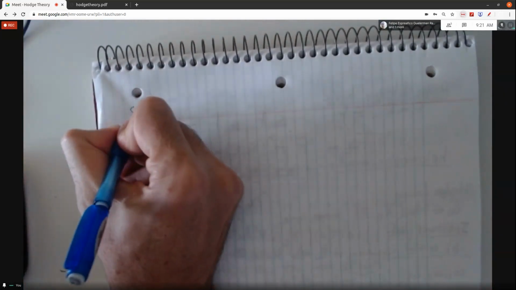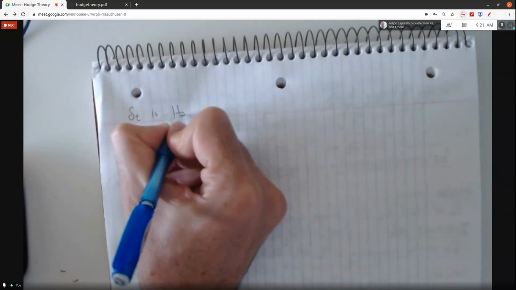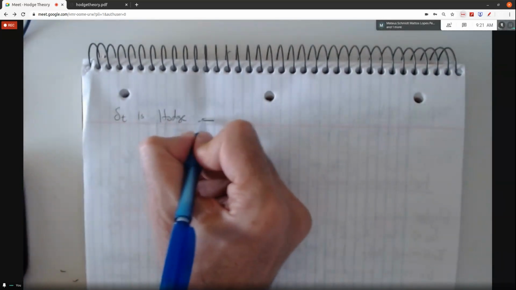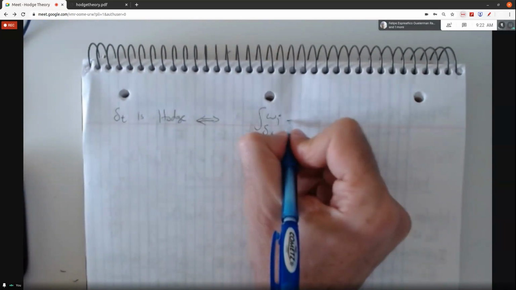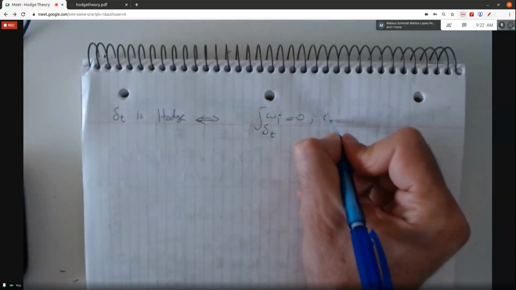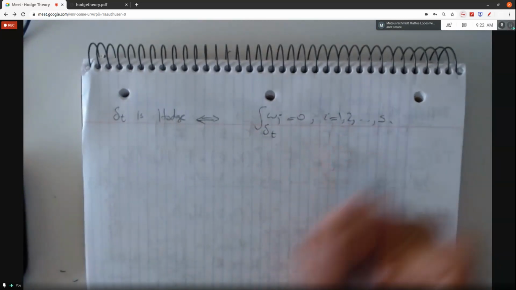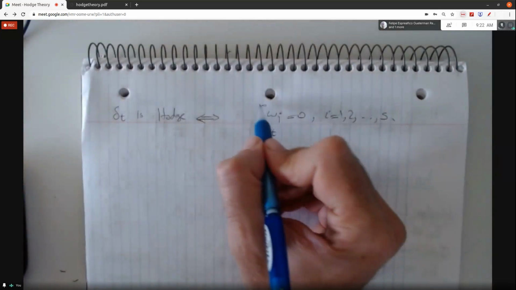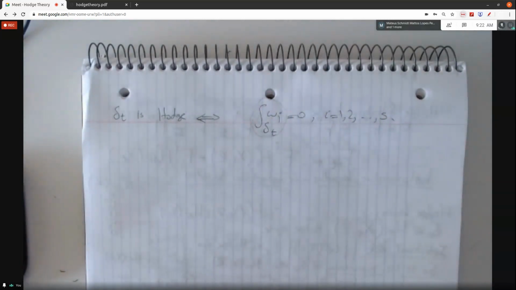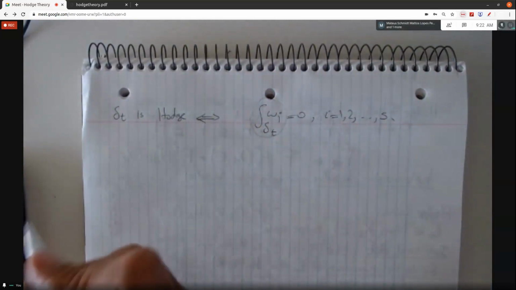So delta is Hodge if and only if omega_i(delta t) is equal to 0, for the basis i equal to 1, 2, until s. This is just by definition of our Hodge cycle. But now we have to see what these are, in order to make a better definition of the Hodge locus.